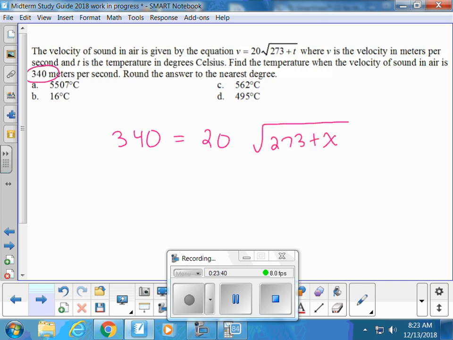And I'm going to use an X because, again, I don't like my T's. I think they're plus signs. What should we do first? Or what do you think we should do first? Divide by 20. Divide both sides by 20. Good, he remembers.